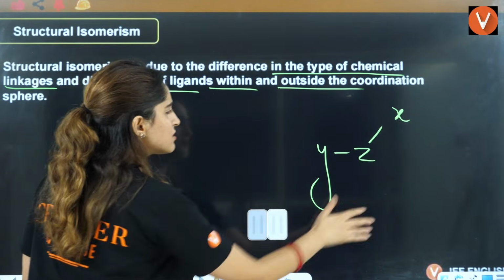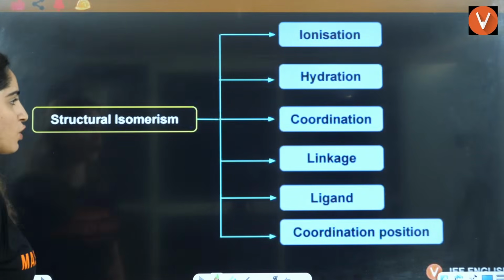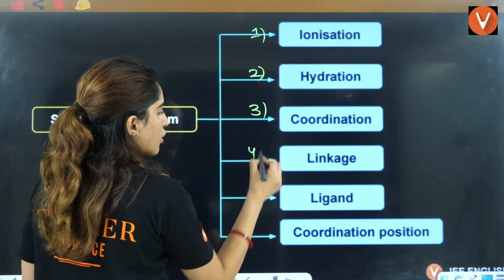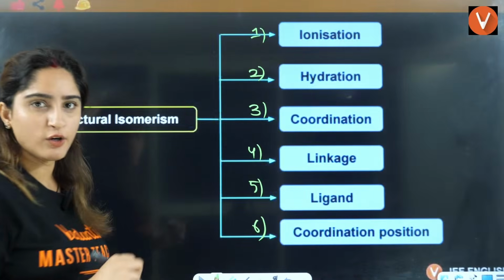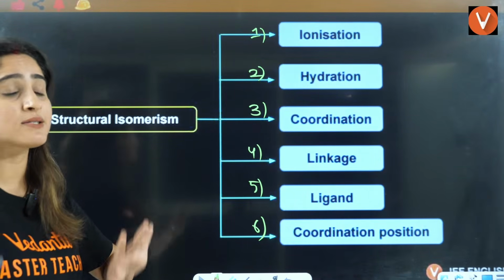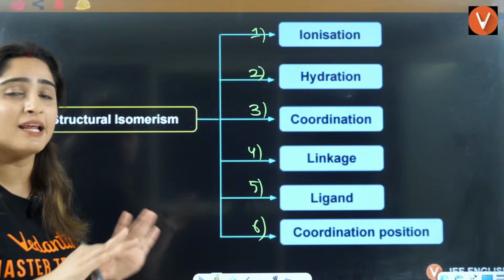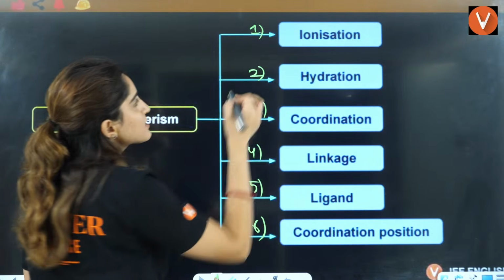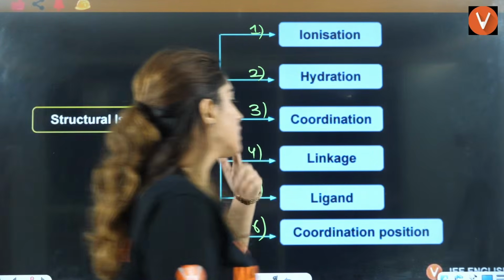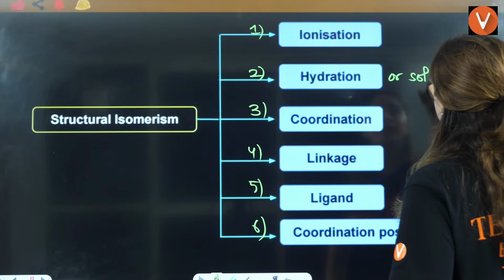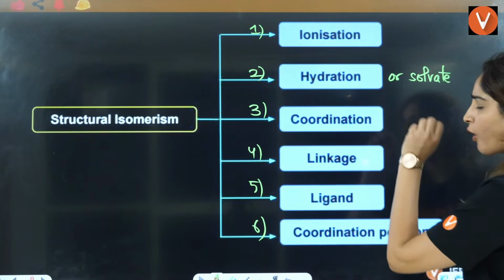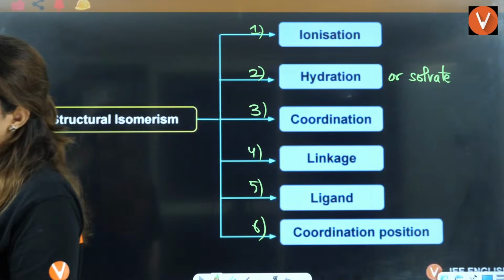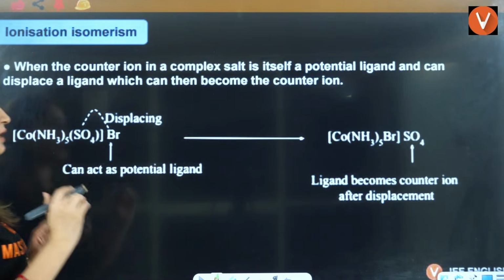Now, there are in total 7 types of structural isomerism, actually 6 types: 1, 2, 3, 4, 5, 6. All of them are not written in your NCERT. That's why I'm saying today I'm teaching out of NCERT as well. In NCERT, enough is not given. So the first is ionization, then there is hydration, which is also called solvate isomerism. Then there is coordination, linkage, ligand, and coordination position isomerism. Let's talk about these one by one.